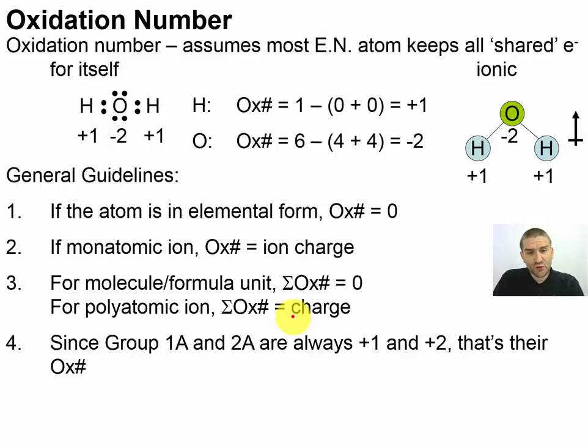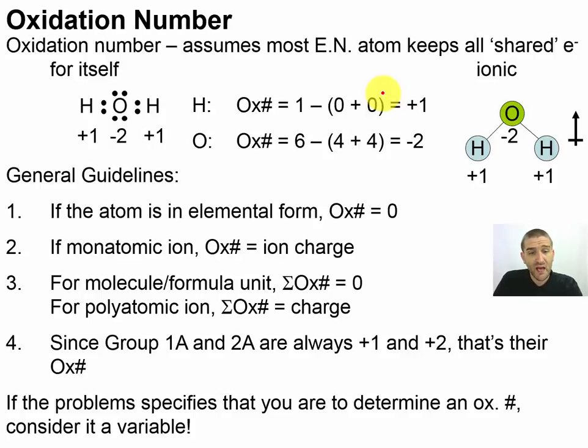Now, the fourth one is since group 1A and 2A are always going to be +1 or +2 for their charge, that will be their oxidation number. So everything in hydrogen's column over in column 1 will be a +1 oxidation number. Everything in the same column as calcium will be a +2 oxidation number. Now, there's a couple of other rules that the textbook will mention, like oxygen will always end up being O2-, and so its oxidation number will always be a -2, unless it's in a peroxide. Now, I'll show the peroxide example here in just a moment.